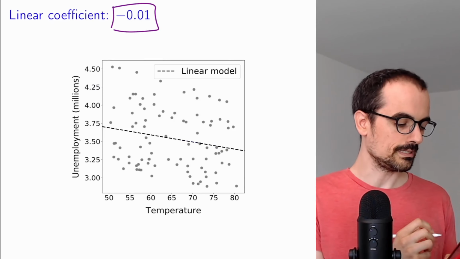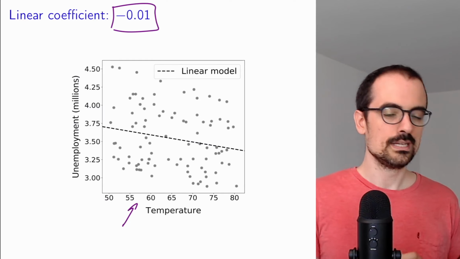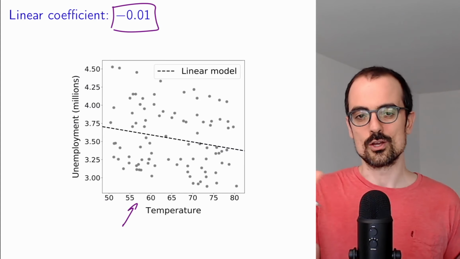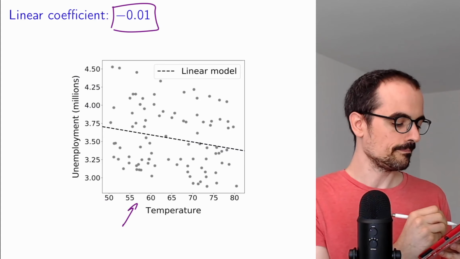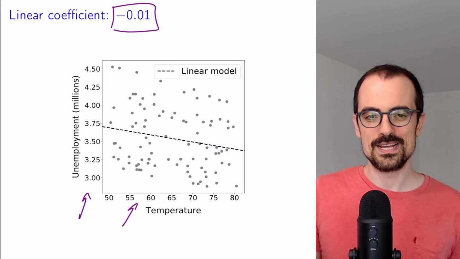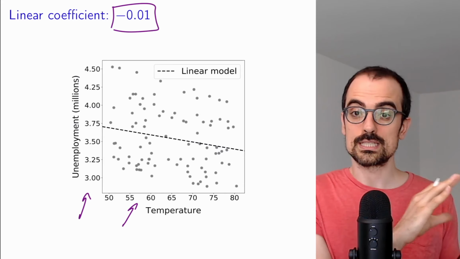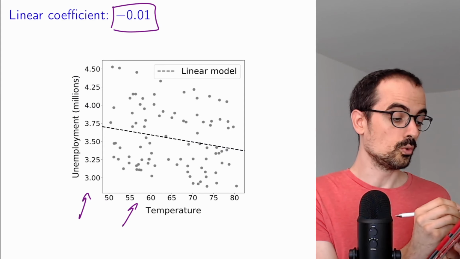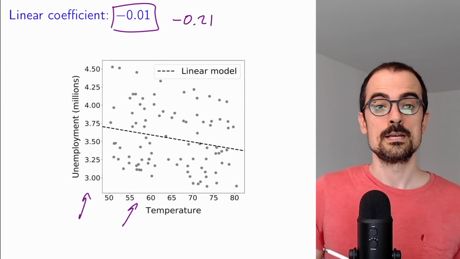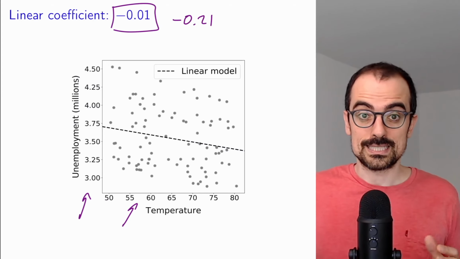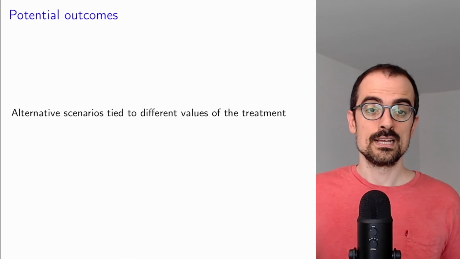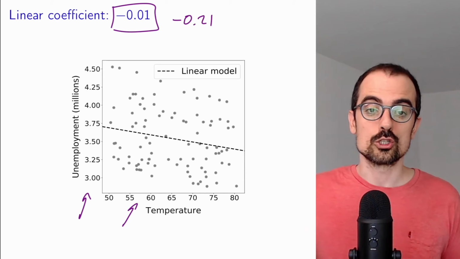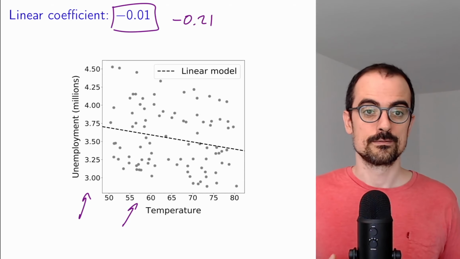This might seem small, but this is just an artifact of the fact that temperature is measured in degrees Fahrenheit, where the order of magnitude is between like 50 and 80, whereas unemployment is measured in millions, which are much smaller. If we were to standardize both quantities, then the coefficient would be equal to the correlation coefficient, which is minus 0.21, which is pretty substantial. And now the question is, can we interpret both the correlation and the linear coefficient as a causal effect of temperature on unemployment.